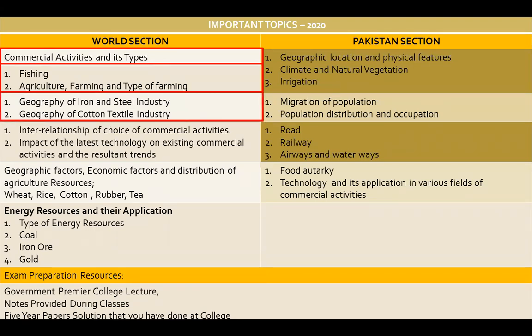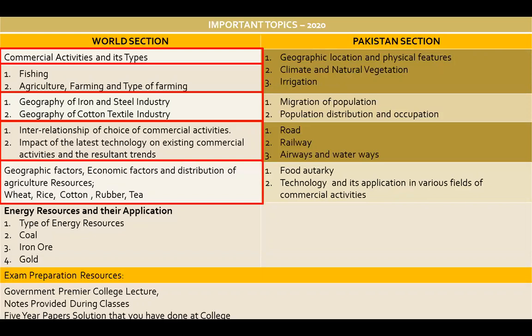Then we have the iron and steel industry and the cotton textile industry. Only one industry comes at a time, either iron and steel or cotton textile, depending on the year and the topic that comes in your examination. Then interrelationship of choices, the impact of technology on existing commercial activities and the resultant trends. One question may come from that part as well.